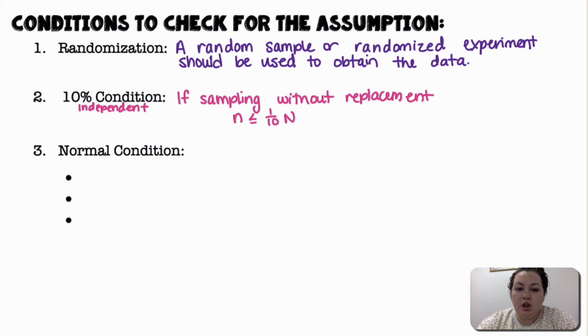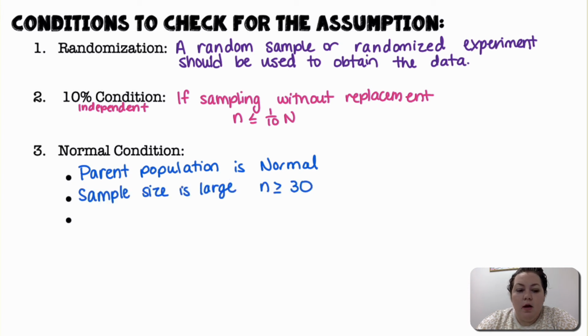And then the normal condition: when I'm working with means, there are 3 ways that this could be met. The parent population is normal, which they'll usually tell you, or is very safe to assume. The sample size is large, so n is greater than or equal to 30. That would be using the central limit theorem.